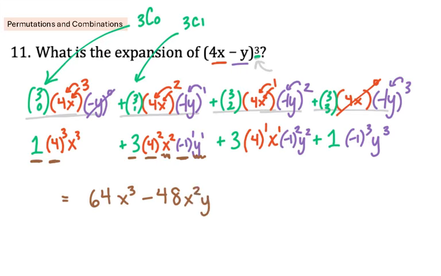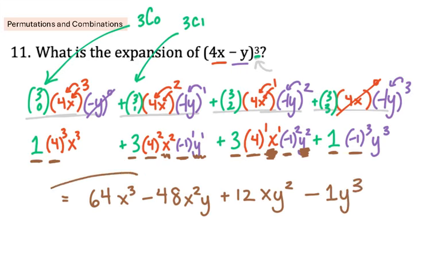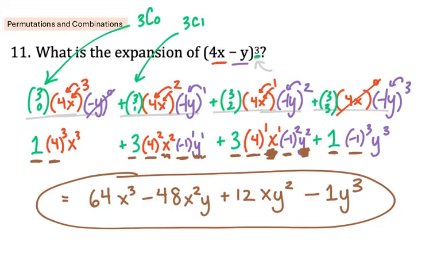Okay, we'll move on. We've got 3 times 4 to the 1 times minus 1 squared. Make sure in your calculator you put that minus 1 in brackets. And we end up getting plus 12. And what's left over is x y squared. And then lastly, put this in brackets when you're calculating. 1 times minus 1 cubed ends up being minus 1 y cubed. And so that is our whole binomial expanded.